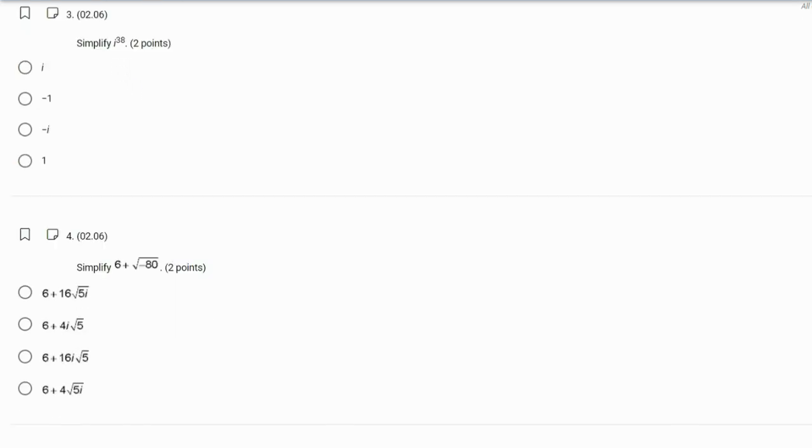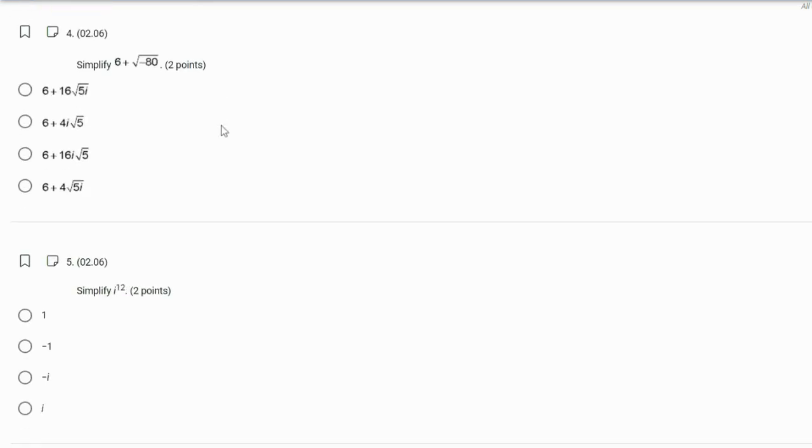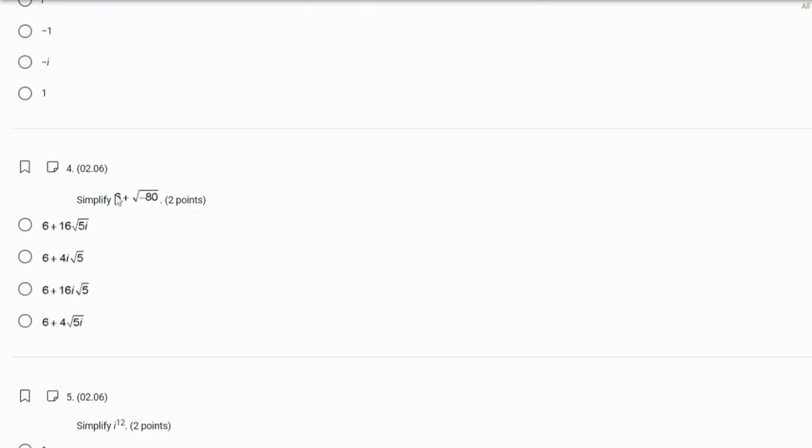i to the 38th power. Count 1, 2, 3, 4, 5, 6, 7, 8, 9, 10, 11, 12, all the way to 38, and figure out which one of those it's the same as. Simplify 6 plus the square root of negative 80. Really, this is no harder than simplifying the square root of negative 48 up here, because you don't do anything with the real part. The real part is still going to be 6 plus. See how nothing changes? You're just simplifying the imaginary part.